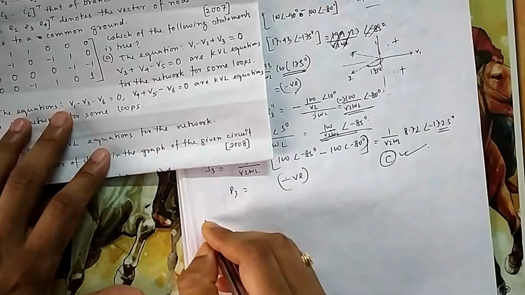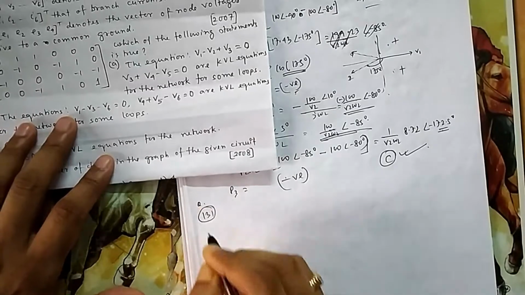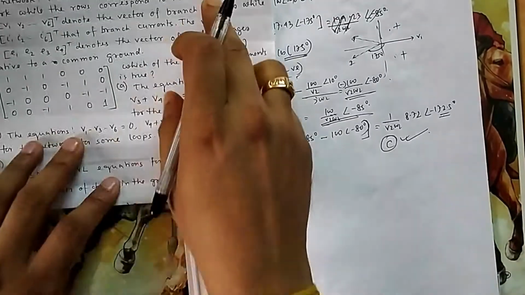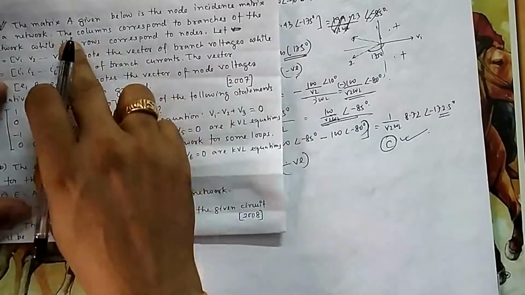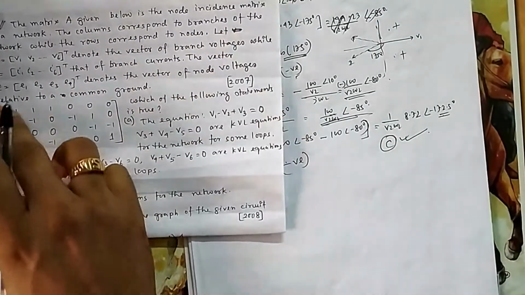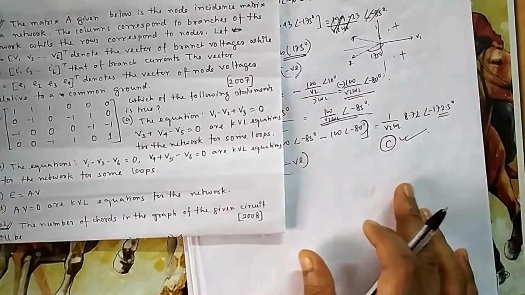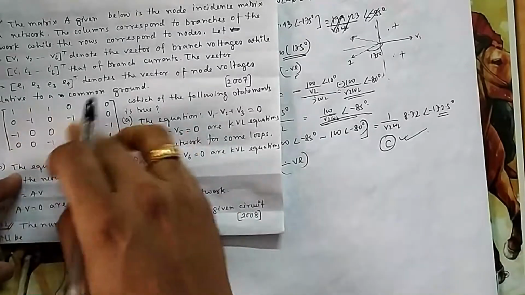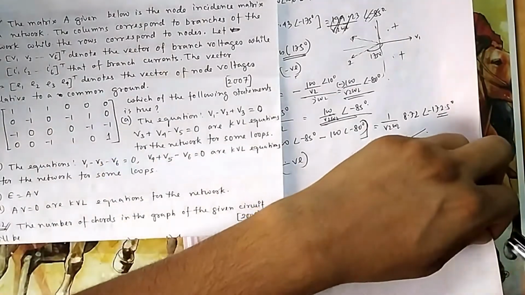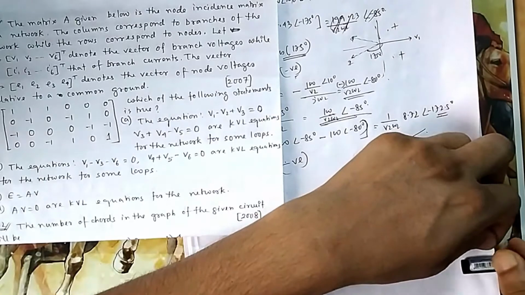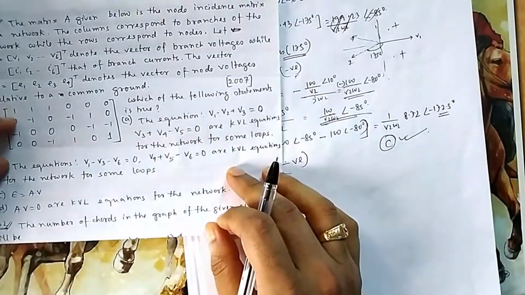Coming to question number 131. The matrix given below is the node incidence matrix. This is again from graph theory. The columns are represented by branches. These are the branches. How many branches do you have? That means you have 1, 2, 3, 4, 5, 6 branches. Very good. And the rows represent the nodes. How many nodes? 4 nodes.